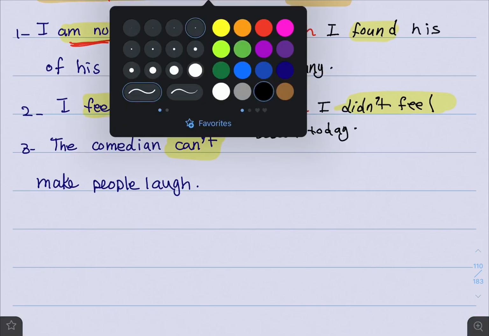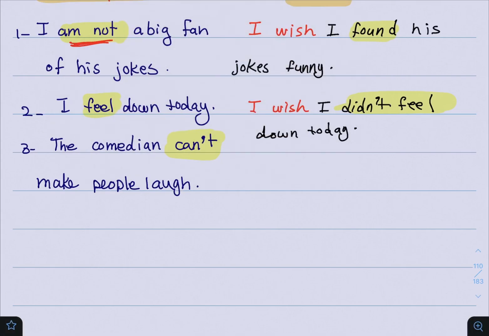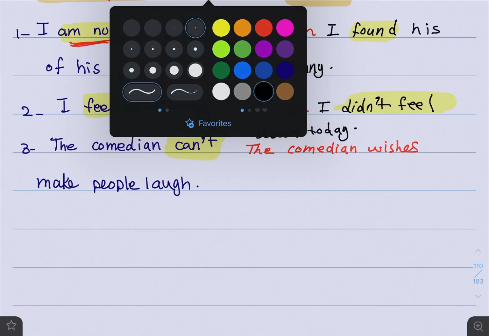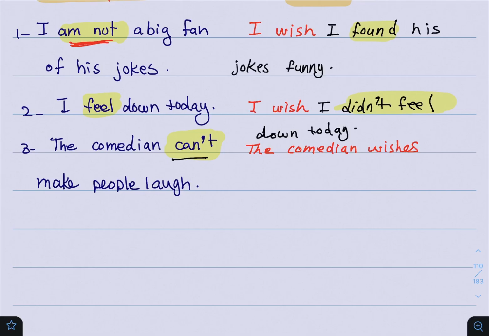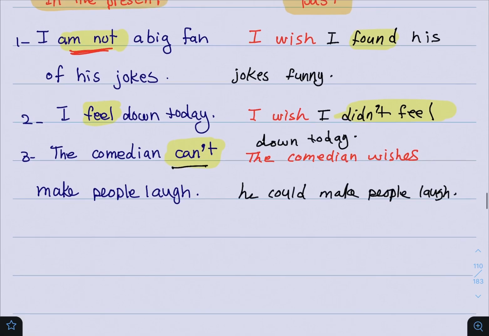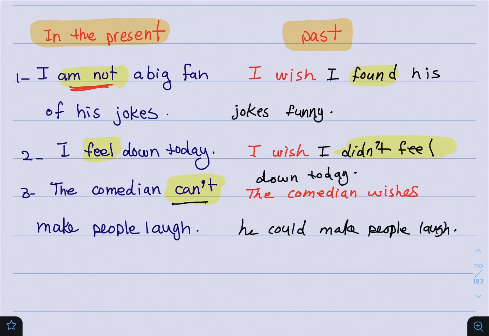Okay, now the comedian cannot make people laugh, so you can say the comedian wishes. طبعا لأن الكوميديان third person singular and third person singular الفعل ياخذ اس. So the comedian, and you're gonna say wishes. Okay, he طبعا can الماضي منها could والعكس cannot بصير could. So he could make people laugh.